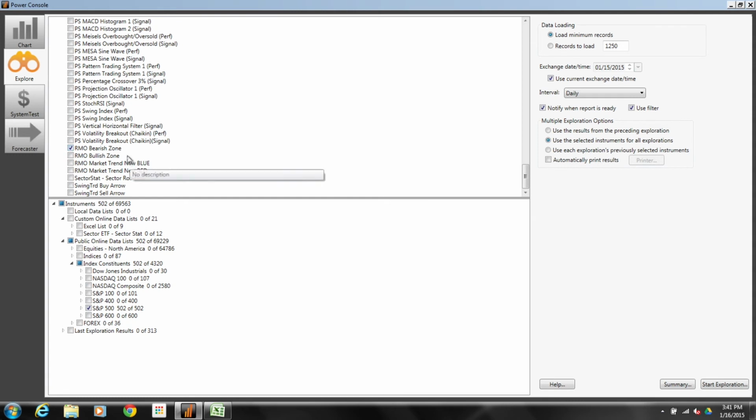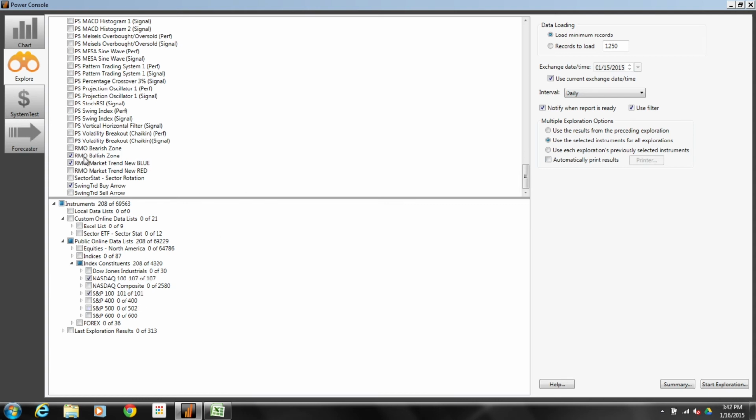So let's look for the RMO bullish zone. Let's look for a bullish trade, a new blue bar, and a buy arrow. So if we combine those 3 things, we have our alignment of all 3. RMO above 0, new blue bar, and our latest arrow to be blue.